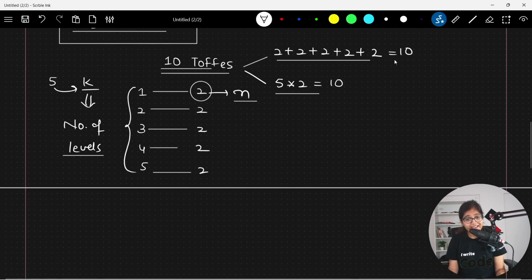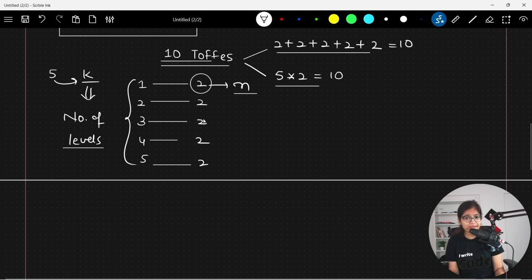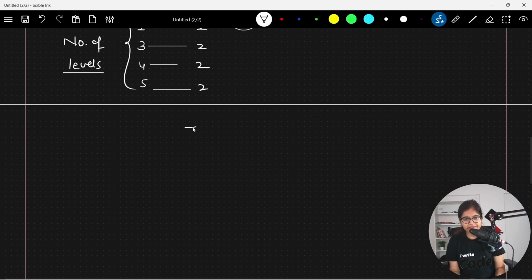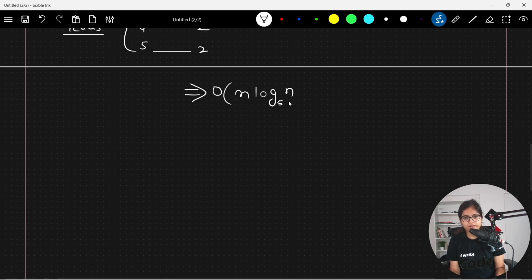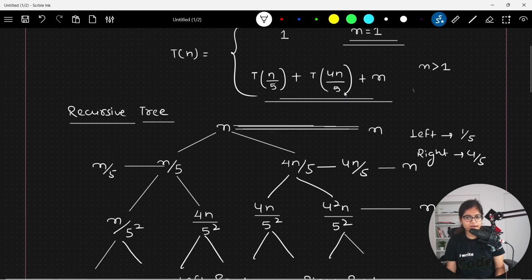So why is that so? Because you have the same toffees. You are providing the same toffees to everyone. In other words, you have the same computational cost at every level. That's why you will get an overall time complexity of order of n multiplied by log of n base 5/4, because that has the bigger value. So that is the overall result or answer for this particular approach.